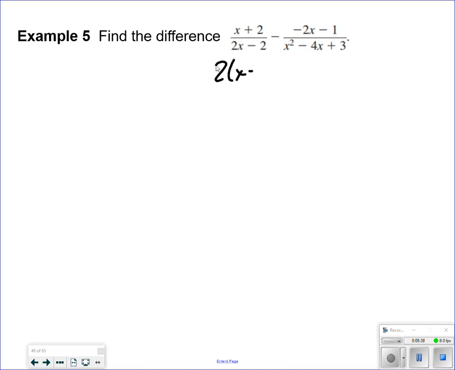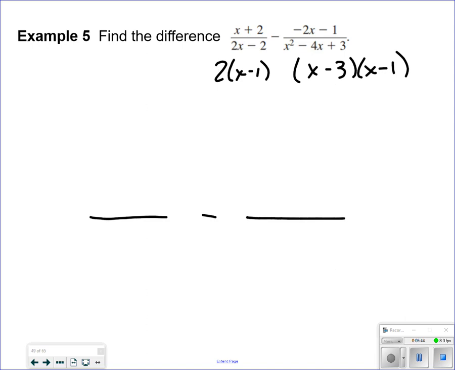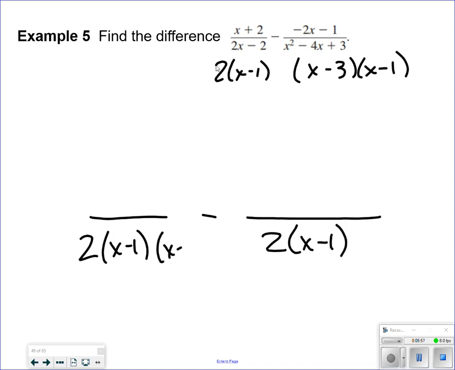Factorable, 2x minus 1. Factorable, x minus 3 and x minus 1. So again, when I'm trying to establish my common denominator, I need to have everything represented. So I need a 2. I need an x minus 1. So when I'm looking at the second one, I need an x minus 3. And I already have the x minus 1. So I now have everything from the original denominators represented in the common denominator.